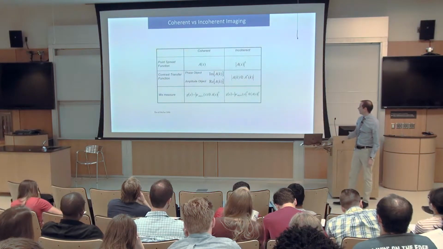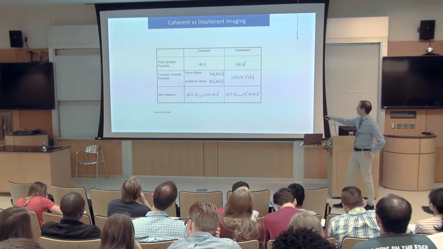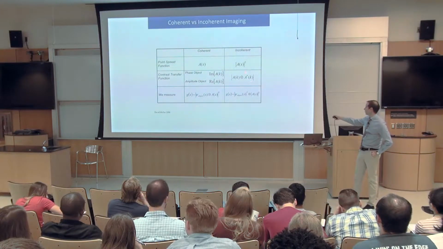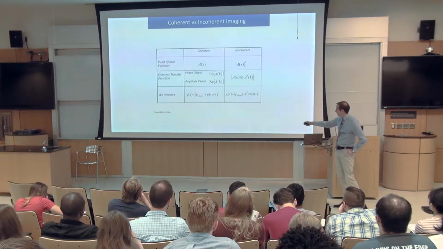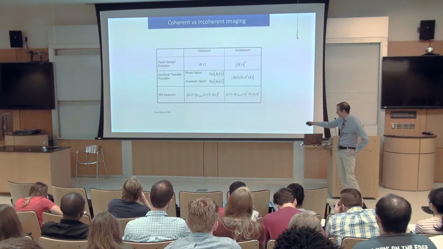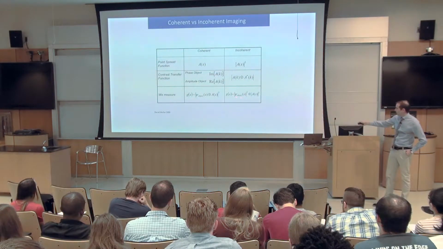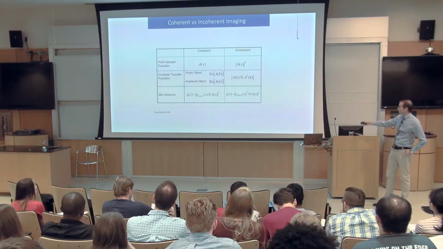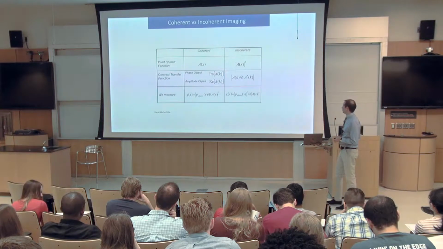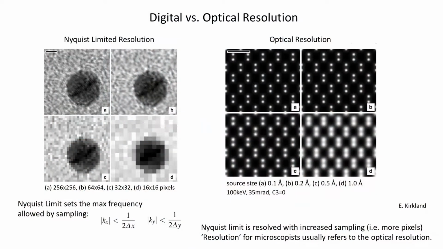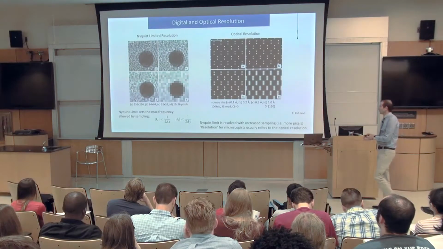It will simply be the convolution of A of k with its complex conjugate. And in this case, we need to convolve our point spread function with our object for coherent imaging, then square the amplitude. And with incoherent imaging, we simply convolve our object intensity and then our point spread function.